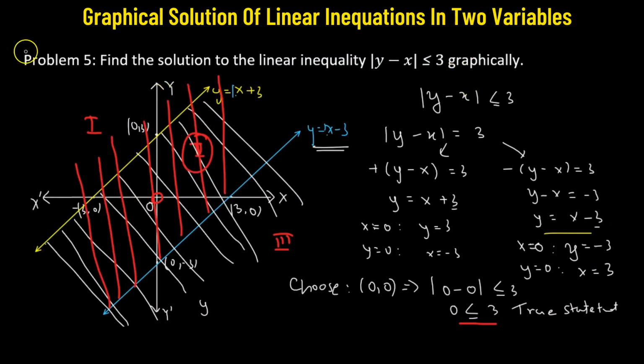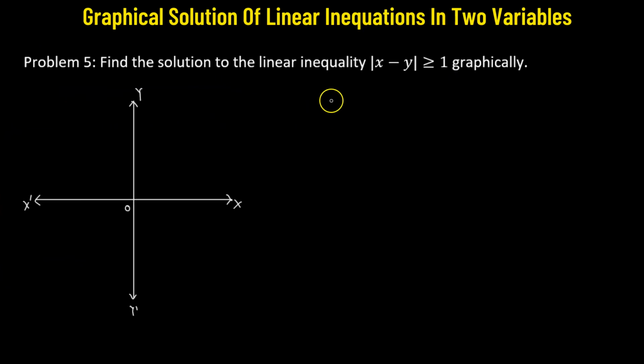So let's do one final problem. This time we'll have to find a solution to the linear inequality: absolute value of x minus y is greater than or equal to 1. So we'll break it down in the form of an equation.